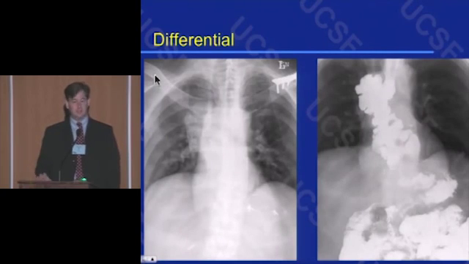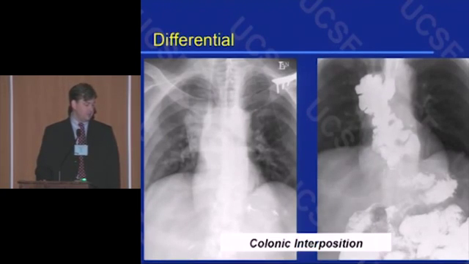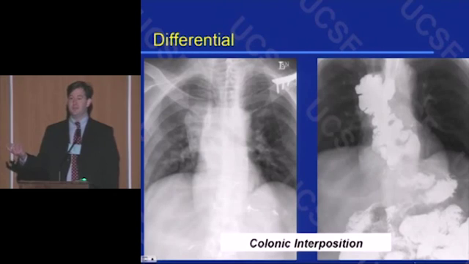Things to consider: what used to be done is colonic interposition. This used to be done for a distal esophagectomy. They'd take the colon and pull it up through the chest, but you can see here it doesn't look the same.